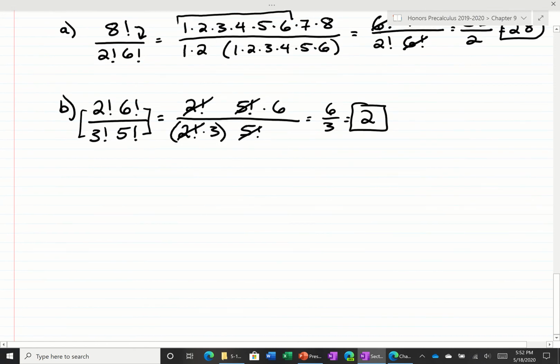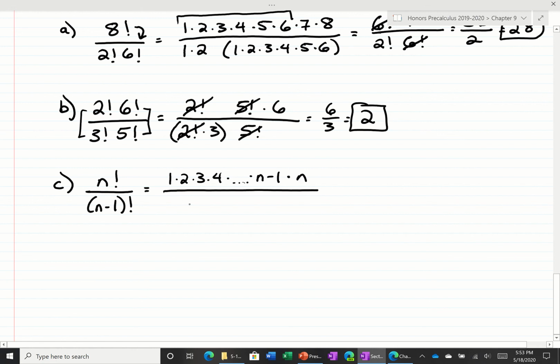All right, we'll do one more. And that's if we have n factorial over n minus 1 factorial. Well, remember what n factorial is. We talked about this in the beginning. N factorial is really just 1 times 2 times 3 times 4 times whatever, all the way up until the previous number times n. Or, rewriting this, it's really just n minus 1 factorial times n, and you could see we could easily cancel that out with the denominator.